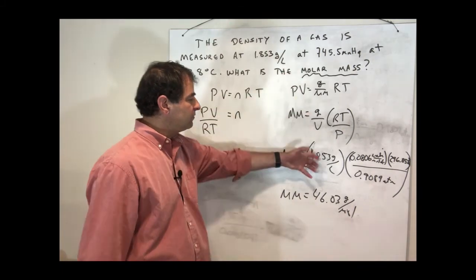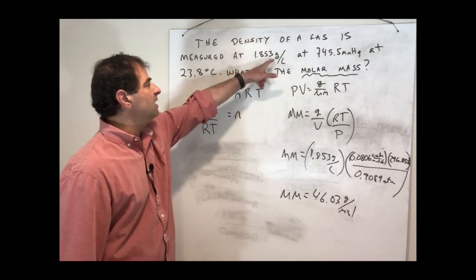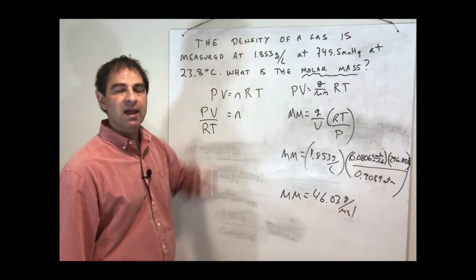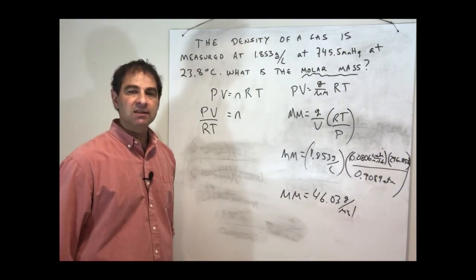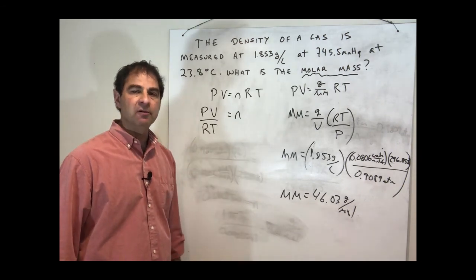Either do it directly through this type of equation, or do it this way: solve for moles, and then take my grams per mole, assuming I had 1 liter. Two different ways to solve this density type problem. This is a very typical problem that we would use density for.